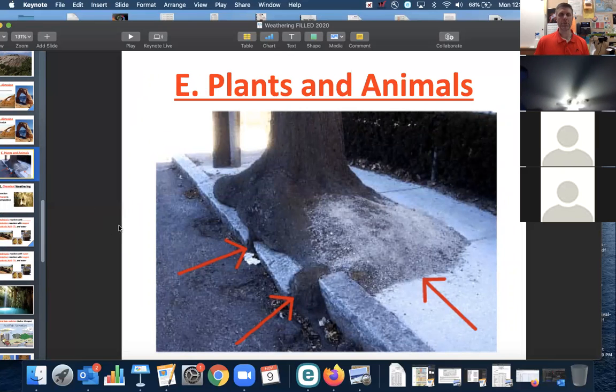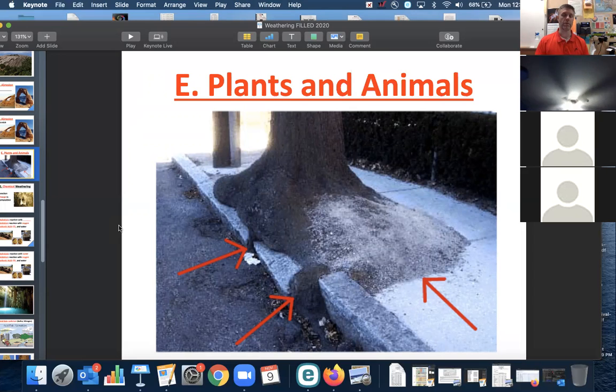And then plants and animals. So this is kind of a weird picture. This is actually a tree. So this is kind of one of those, I'm sure we've all seen them in sidewalks where they have a cutout where they have a tree growing. And this is definitely overgrown that space. So the roots are breaking the curb apart. And plants and trees do break rocks apart as the roots grow down into cracks and crevices.